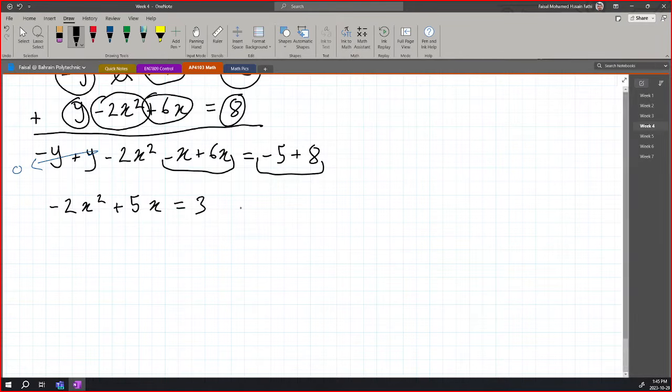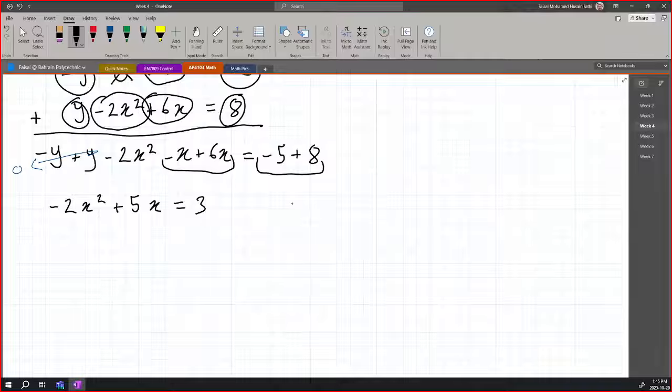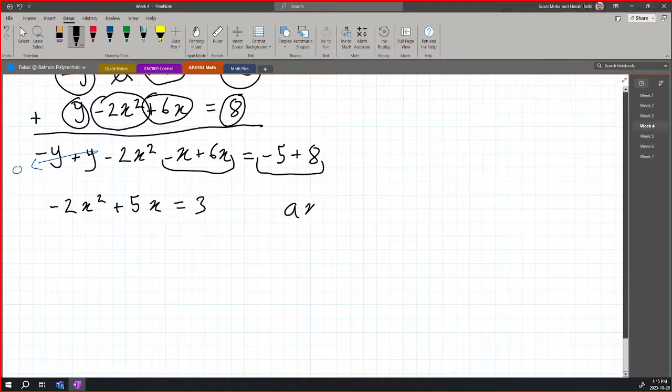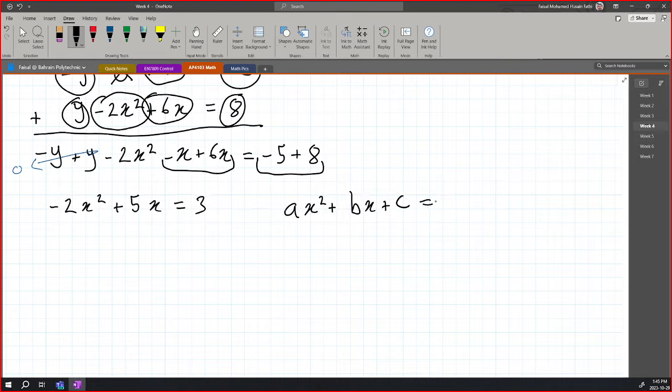Well, it is a quadratic equation, but how do we solve quadratic equations? It has to be in this form: ax squared plus bx plus c is equal to 0. So the right hand side must be 0, and here the right hand side is 3. So how do we make it 0? Simply we just move this 3 over here. Minus 2x squared plus 5x minus 3 is equal to 0.